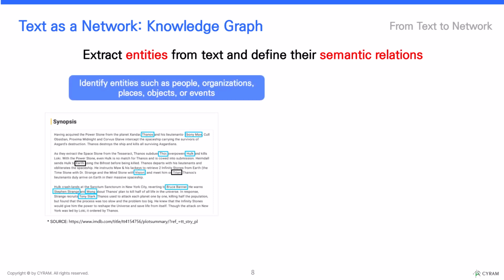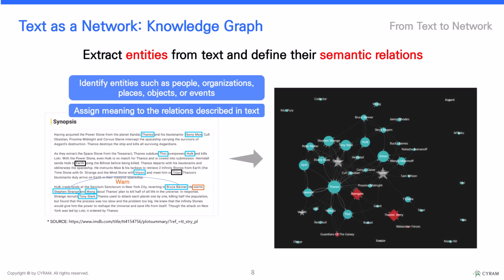In other words, we identify what is connected to whom and in what way. Then, by referring to the relationships described in the text, we define the links between those entities. On the right, you can see the result, the extracted entities and their connections visualized as a knowledge graph. So let's compare these two approaches.